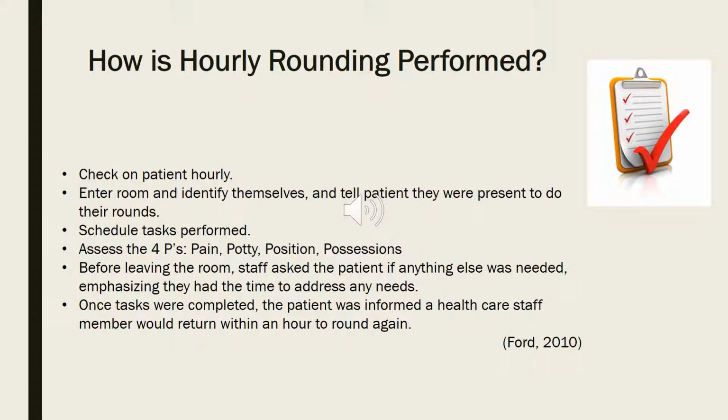How is hourly rounding performed? You want to check on the patient hourly. You want to enter the room, identify yourself, and tell the patient you are there to do your rounds. Schedule tasks performed. Assess the 4 P's, which are pain, potty, position, and possessions. Before leaving a room, staff asked the patient if anything else was needed, emphasizing they had the time to address any needs. Once tasks were completed, the patient was informed a healthcare staff member would return within an hour to round again.